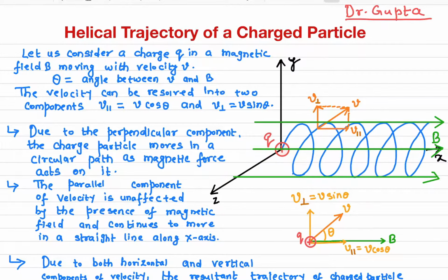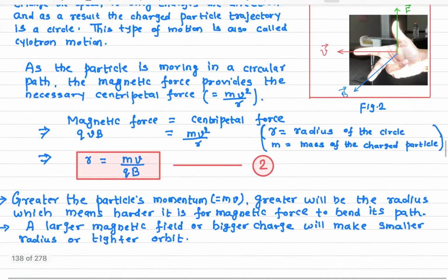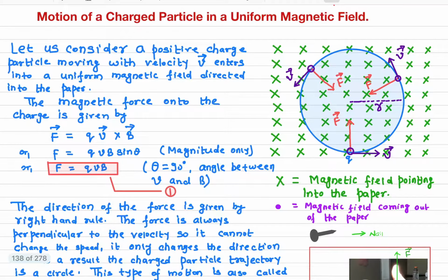In the last video, we talked about the trajectory of a particle when the magnetic field and the velocity are mutually perpendicular. Here the velocity is along this direction and the magnetic field is into the paper. When these two are mutually perpendicular, the charged particle moves in a circular path.